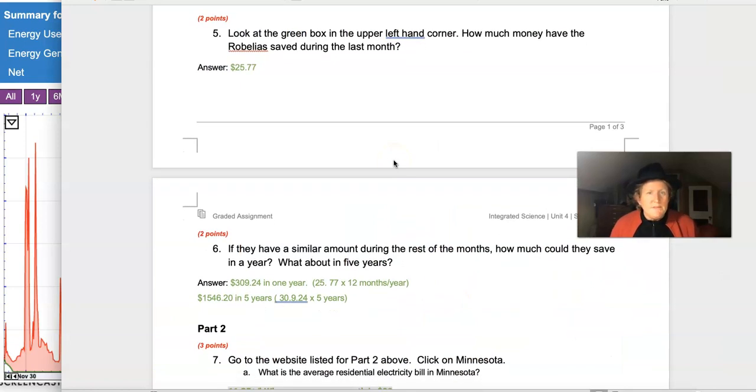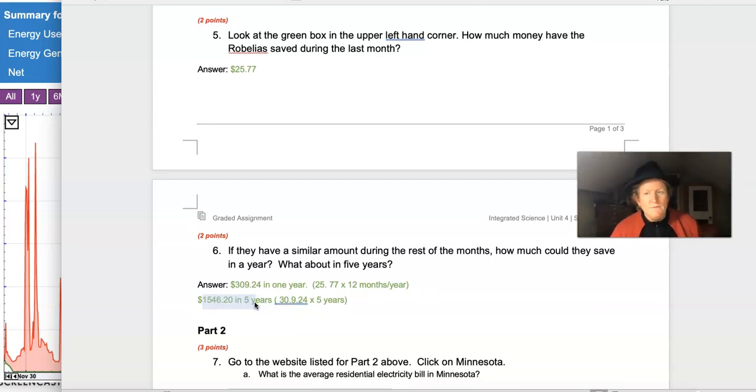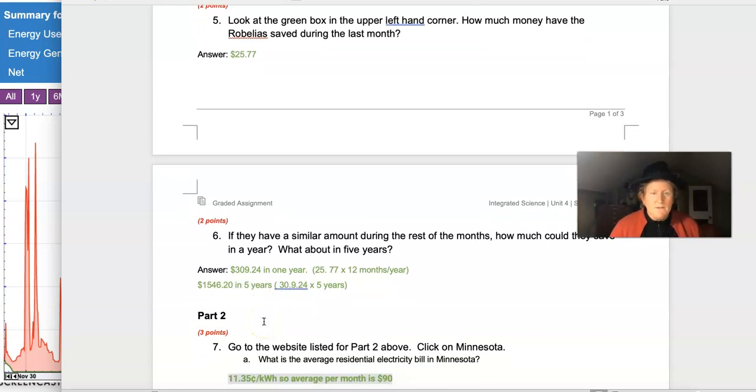So if we calculate based on the last 30 days, we've saved about $25. If we take $25 and multiply it times 12, that means we save $309 in 1 year. Really, it's more like $600 a year, but we're basing this information on 1 month that has poor solar generation. In 5 years, we'd save about $1,500, but really it's about double that if you include the summer months. So it's about $3,000 in 5 years.